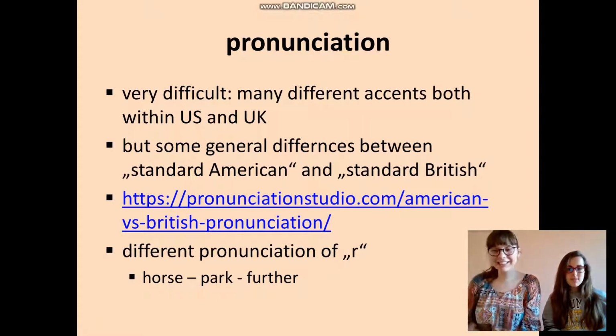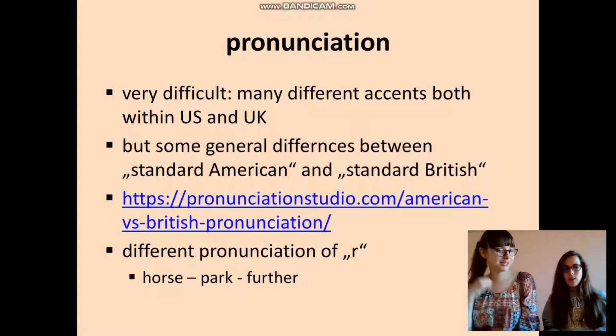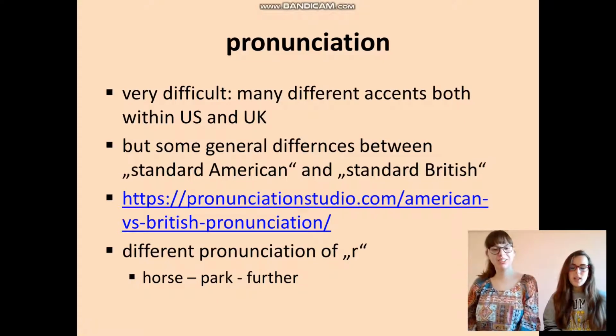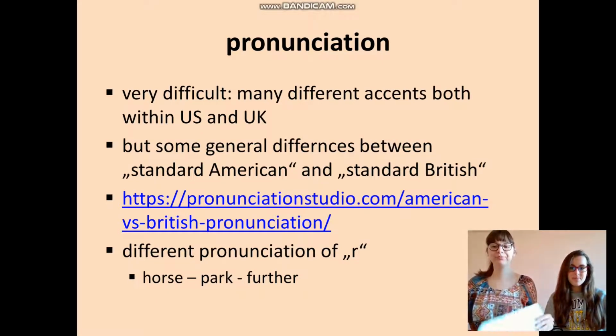So it's like, I have the same in harder. Like I sometimes say it stronger and sometimes not. Yes. Okay. So this is one example for the pronunciation.